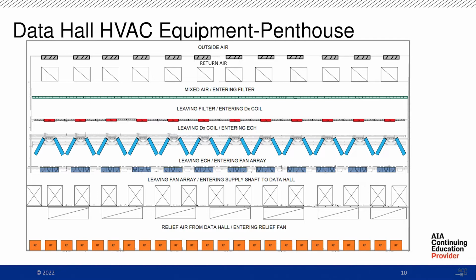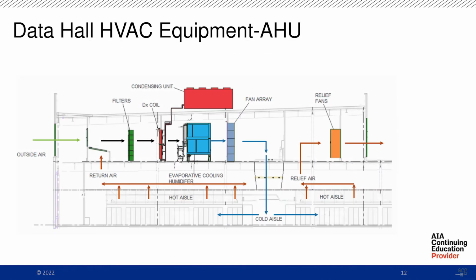Leaving the ECHs, going into our fan arrays, going down into supply shafts. So this is the penthouse, which this air then goes down the supply shaft to the first floor. And then depending on pressure requirements, these relief fans will come on. All right, same thing kind of over again. We have our penthouse where all our equipment is at, our first floor where all our servers are at. Then you have a return relief plenum.